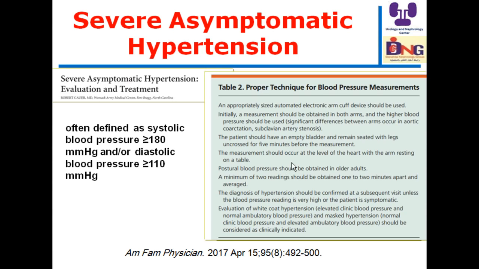Postural blood pressure should be obtained in older adults. A minimum of 2 readings should be obtained 1 to 2 minutes apart and averaged. The diagnosis of hypertension should be confirmed at a subsequent visit unless the blood pressure reading is very high or the patient is symptomatic. Evaluation of white coat effect, as I mentioned before.